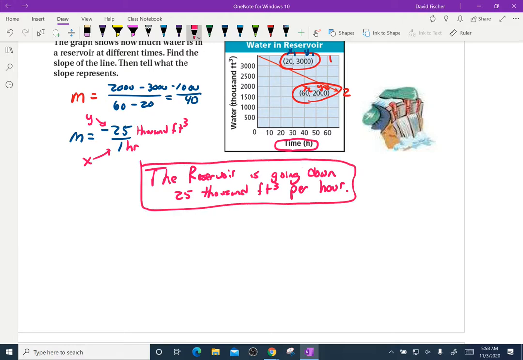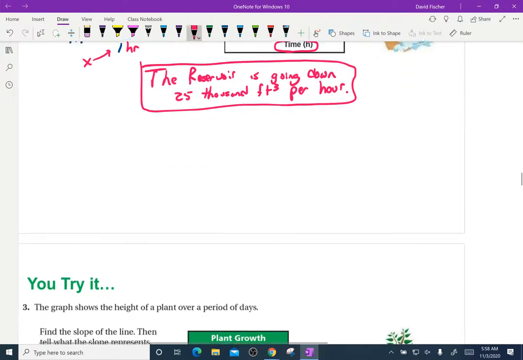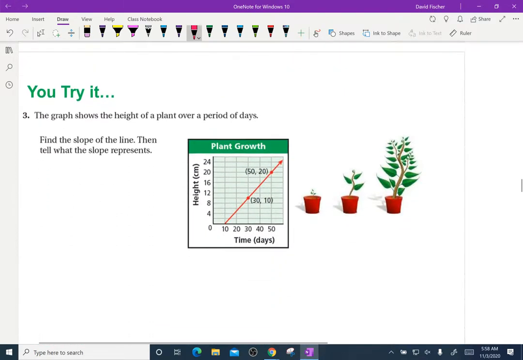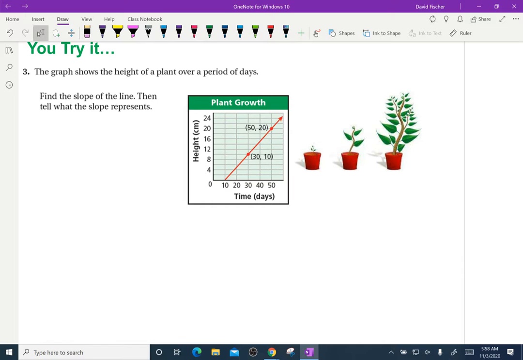And again, on word problems and graphs like this that we're using in real life, we want to get it down to per hour. In this case, it just happened to be per hour because we reduced our fraction. But if it was something that wasn't reducible over 40, well, we'd make it into a decimal to get it down to 1, kind of like we were doing yesterday. And I think that's going to happen in this plant here. So let's do the plant here.